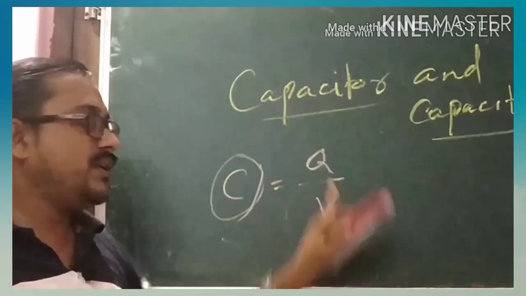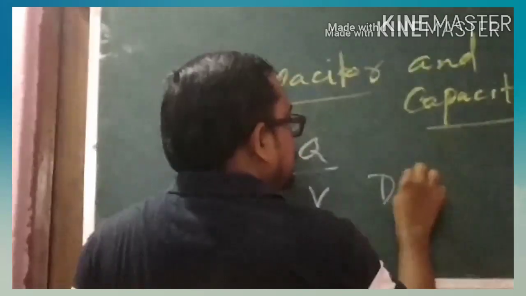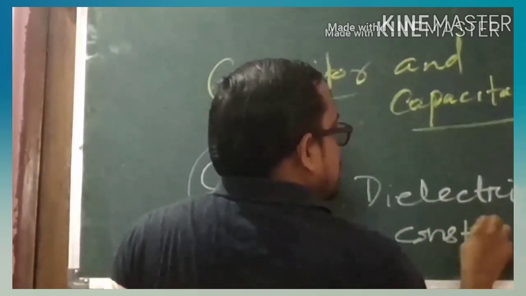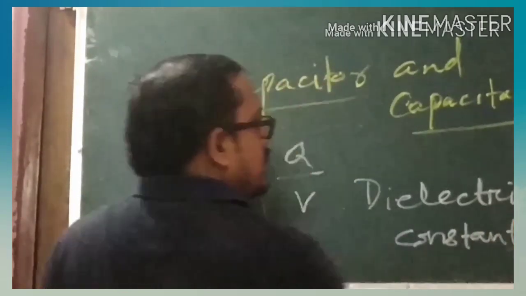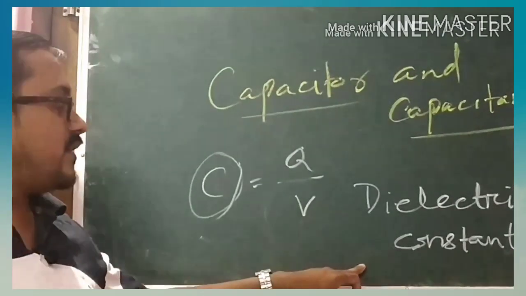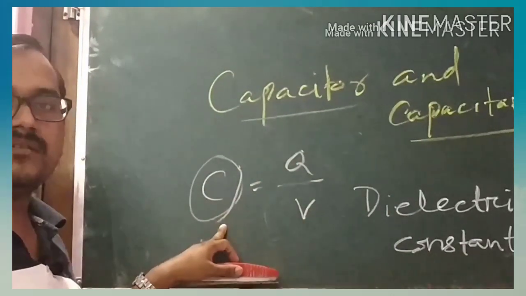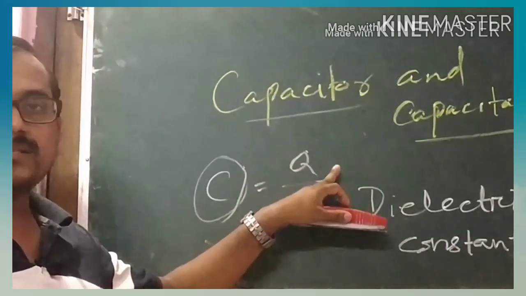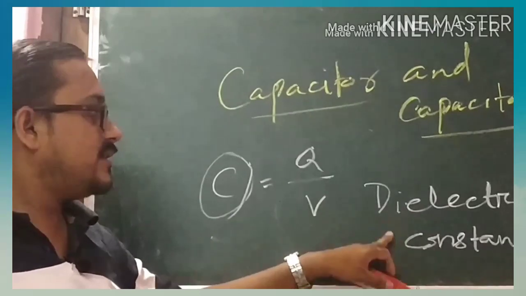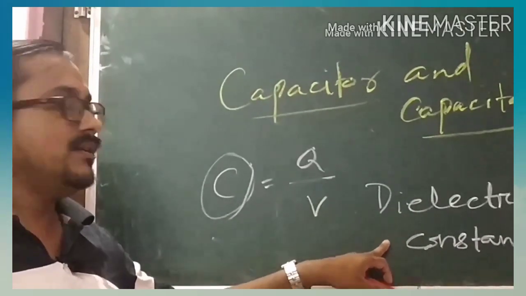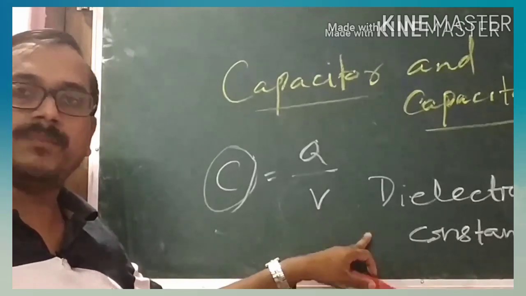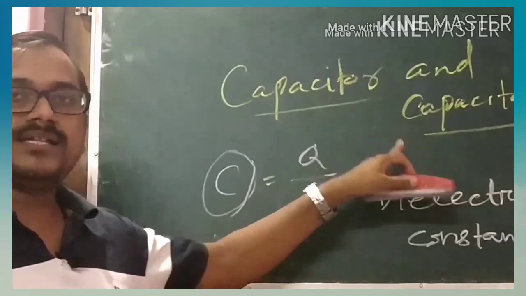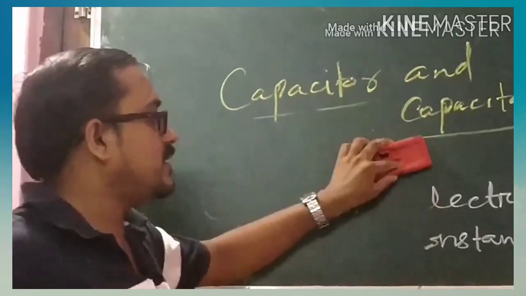Another important parameter is the dielectric constant. The dielectric constant means the amount of electric field that a capacitor can withstand without damaging it. It is an important parameter in determining the capacitance of a capacitor, and it is the amount of electric field the capacitor can withstand without damage to its normal operation. So this is the capacitor and its capacitance. Next we have to switch over to the parallel plate capacitor.